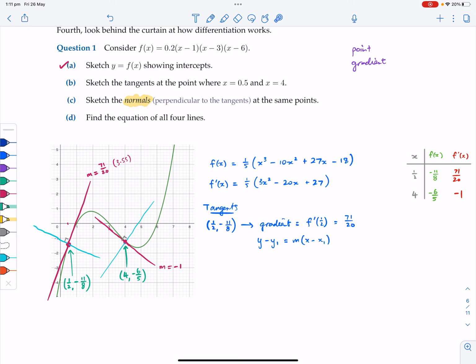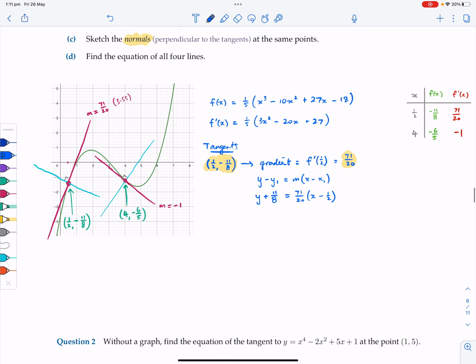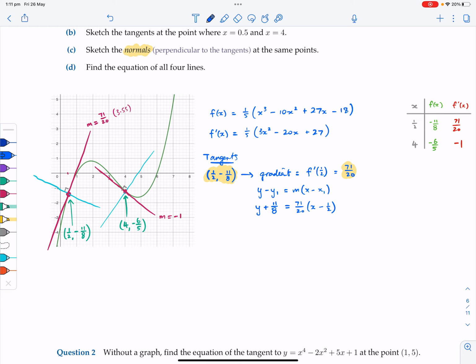And we have x1 and y1 are the point, m is the gradient, and x and y are variables. So I'm looking at here and here, the things that I'm substituting in. So I get y plus 11 over 8 equals, and then the gradient is 71 over 20 outside, x minus a half. And then we've just got to do things to make this look like a nice equation.